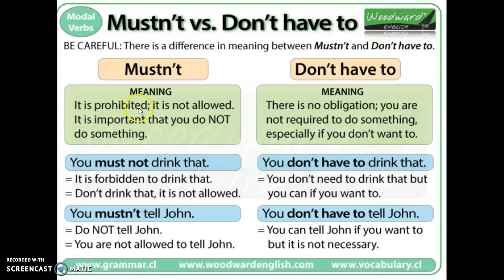something is prohibited, that an action is not allowed, or it is important that you do not do something. You have here these two examples. You must not drink that. That is, it is forbidden to drink that, or don't drink that, it is not allowed. Or you mustn't tell John, which equals do not tell John, or you're not allowed to tell John.